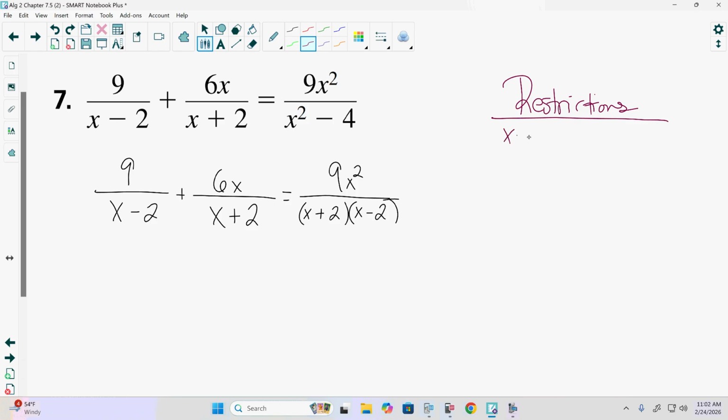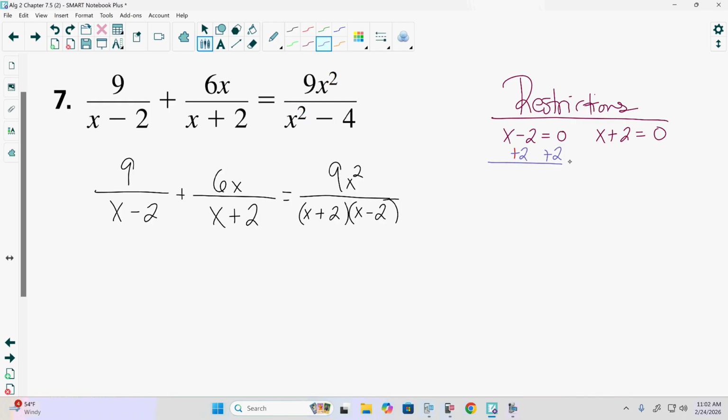Our restrictions are our values of x that would make the denominator be 0. Now there's two main places that it can be 0, and that is when x plus 2 is 0 and when x minus 2 is 0. So if either one of these is 0, it will not be a solution. It's going to be a restriction.